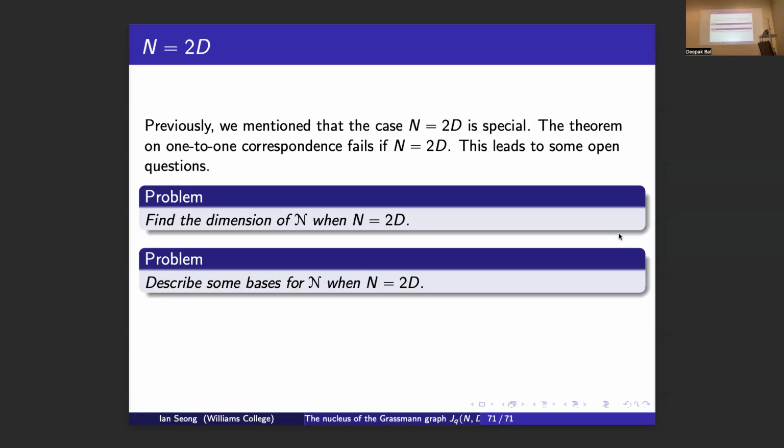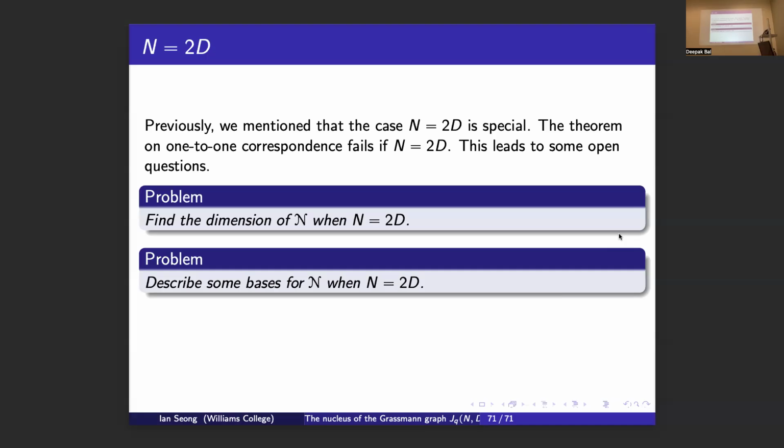Okay, one last slide. So earlier I promised that we're going to talk about the case n equals 2d. So we have that theorem about one-to-one correspondence between the alpha dominant H modules and the irreducible T modules that are inside the nucleus. Now, unfortunately, for n equals 2d, this one-to-one correspondence fails. So for a given irreducible T submodule of a nucleus, there actually exists a non-alpha dominant irreducible H module that gives you that irreducible T module. So unfortunately, it's kind of like many to one.